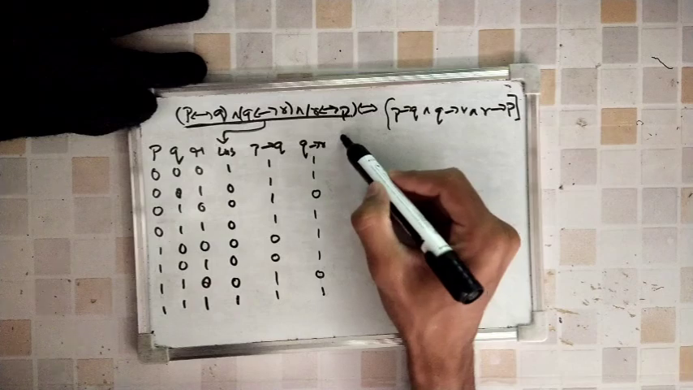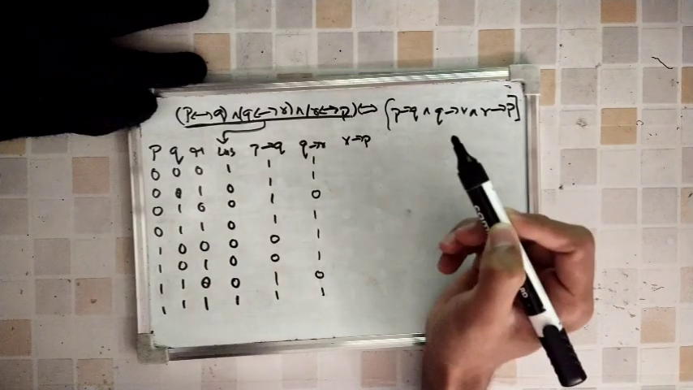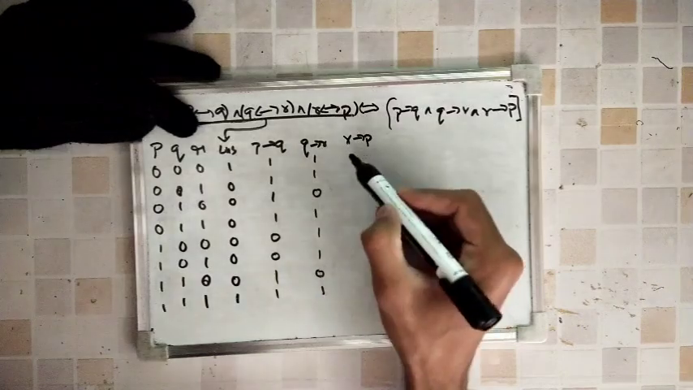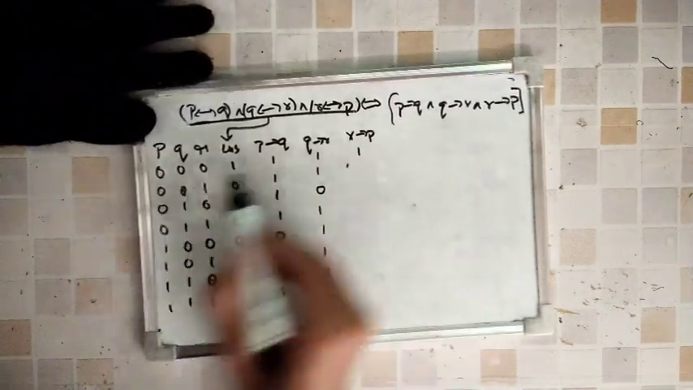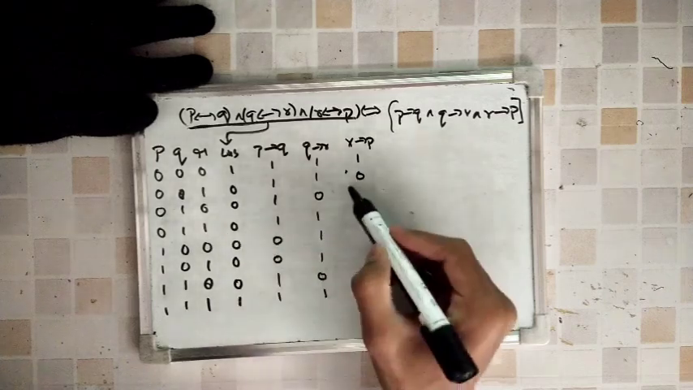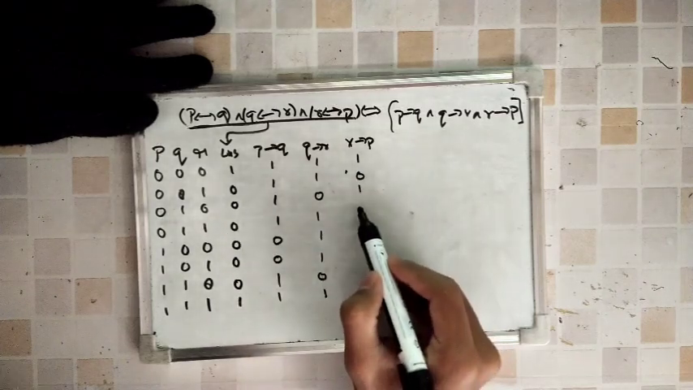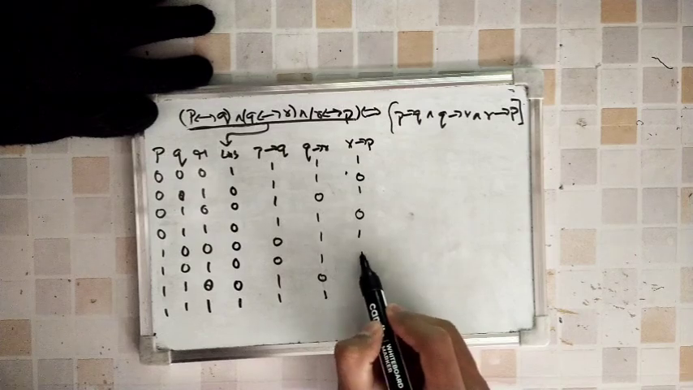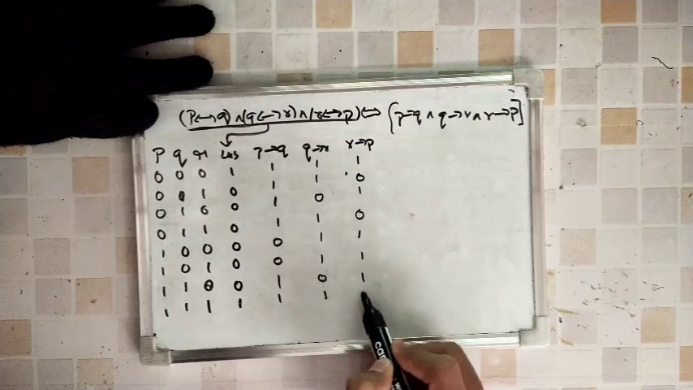Then R implies P. 0 to 0 correct, 1 to 0. See, like this it is going, R to P, right? 1 to 0 is false, 0 to 0 true, 1 to 0 again false, 0 to 1 true, 1 to 1 true, 0 to 1 true, 1 to 1 true.